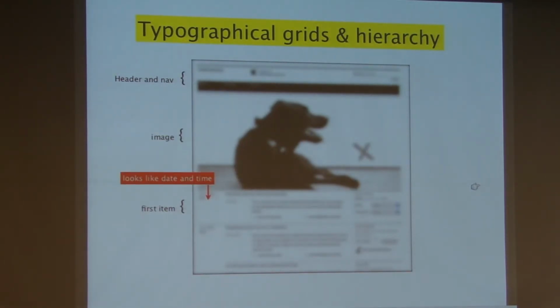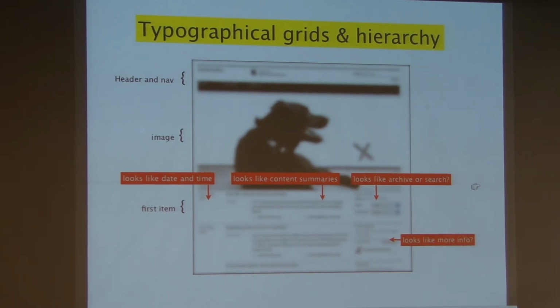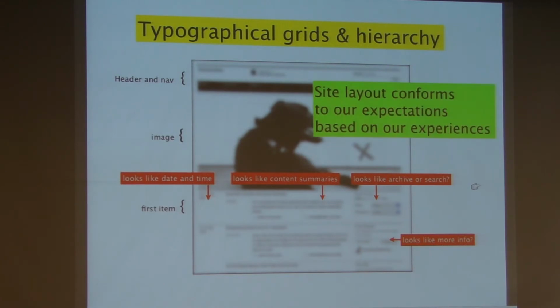Then there are items, and just from our expectations, it looks like there are certain things in certain places. Because we've all been to enough websites now that we have certain expectations, and you're probably best off if you flow with that. Site layout should conform to our expectations based on our experiences. Of course, sometimes you want to say, no, I'm going to explode all that. I'm going to do something completely different.